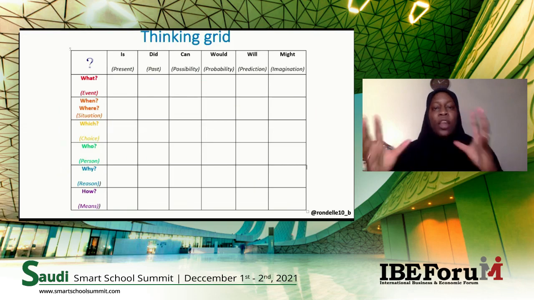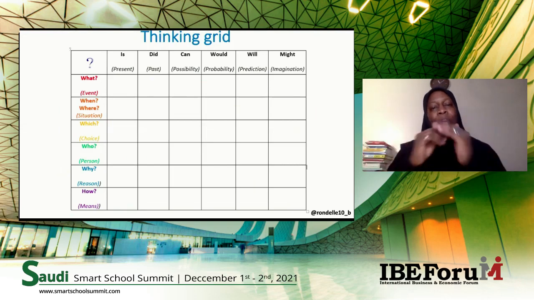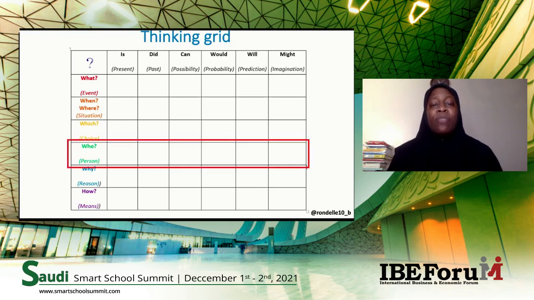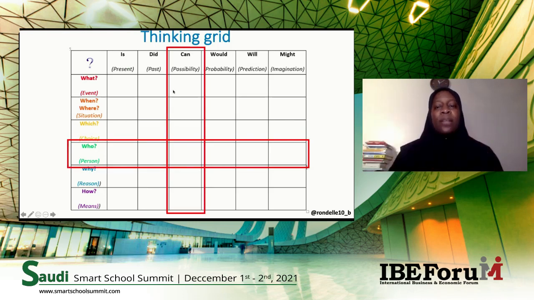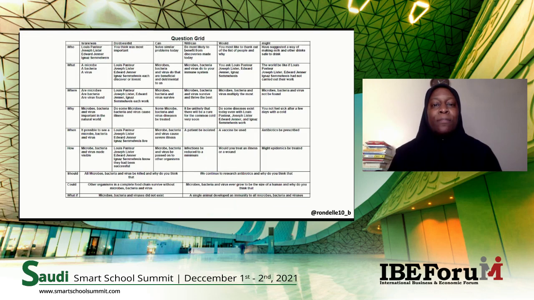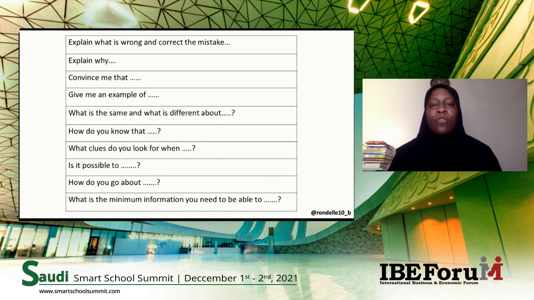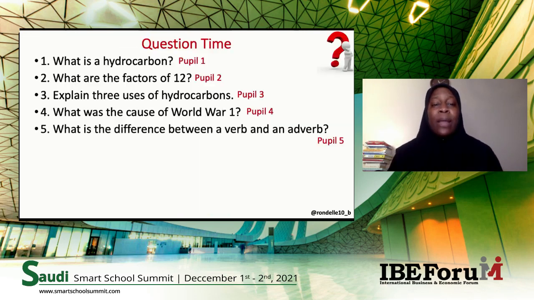Now, if you need something to help you plan the more extensive, more challenging questions, this thinking grid is really key. So you can have who can. So, you know, you've got a person and looking at possibilities. The idea is that where you get towards the bottom right-hand side, those questions are more challenging and will require the students to think and provide more in-depth responses. Here's an example of that. And here's another way you can use that in a lesson on a regular basis.